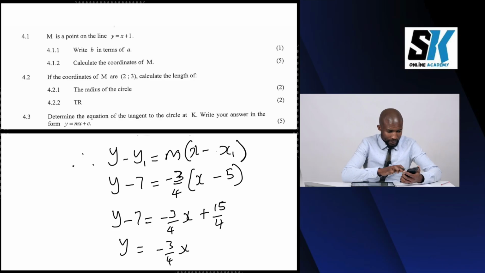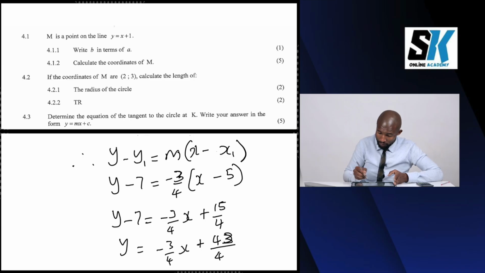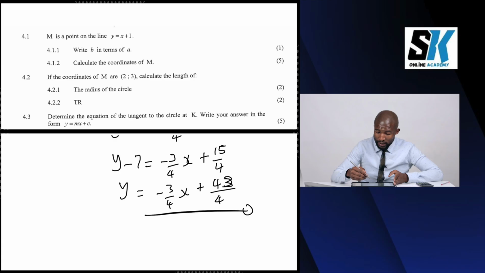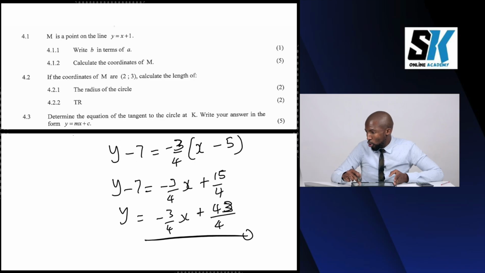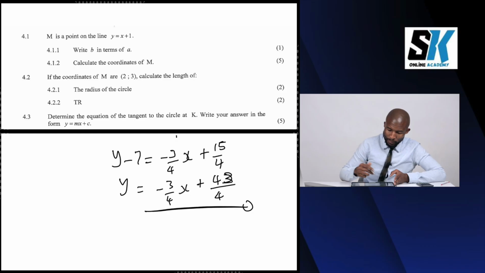Let's double check our answer. When you add 7, you get 43, so it's plus 43 over 4. That would be your equation for that tangent. And they want it in the form y = mx + c. So our c value is 43 over 4. And now we go on to 4.4, which is the last one, which comes in series as well.